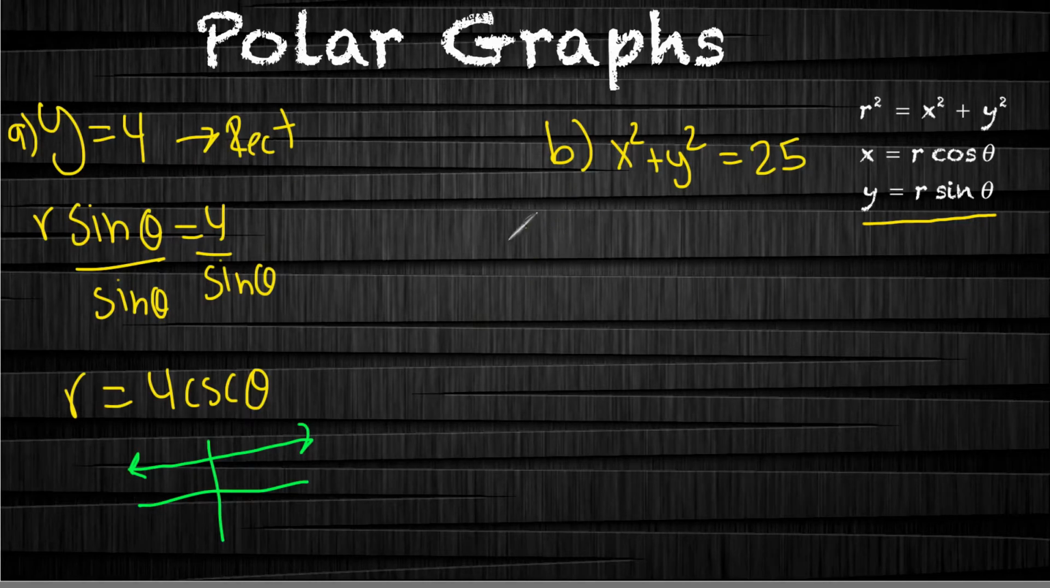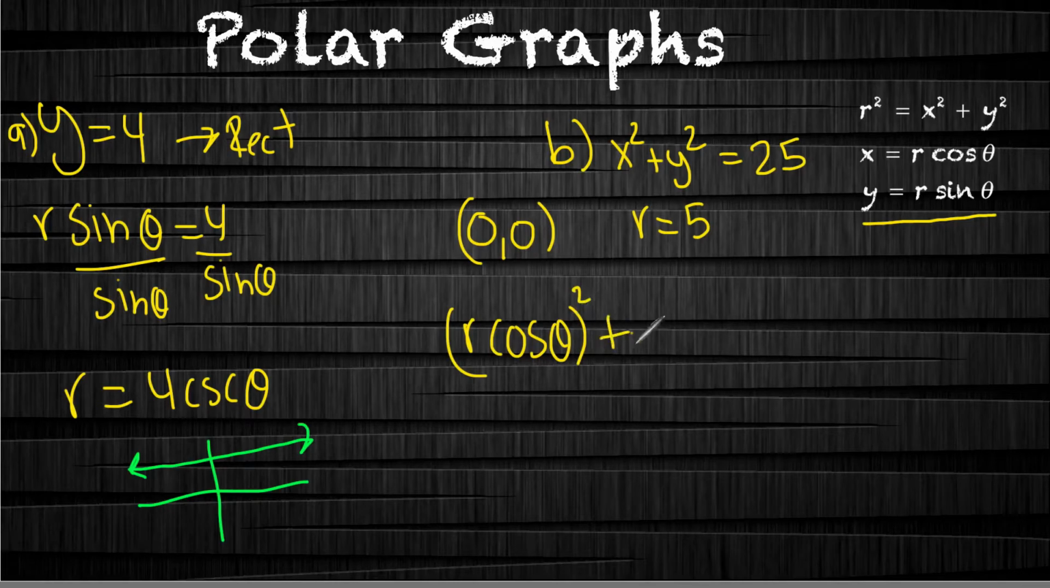All right, so for letter B, we see that this is a circle centered at 0, 0 with a radius of 5. And so we want to take that and convert it from rectangular coordinates into polar coordinates. And so we're going to make some substitutions. We're going to let x equal r cosine of theta. So we will say r cosine of theta squared plus r sine of theta for the y squared equals 25.